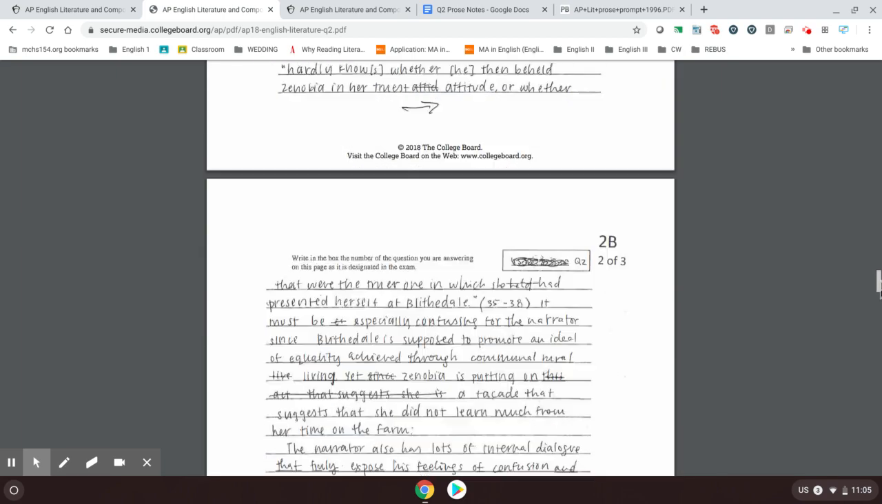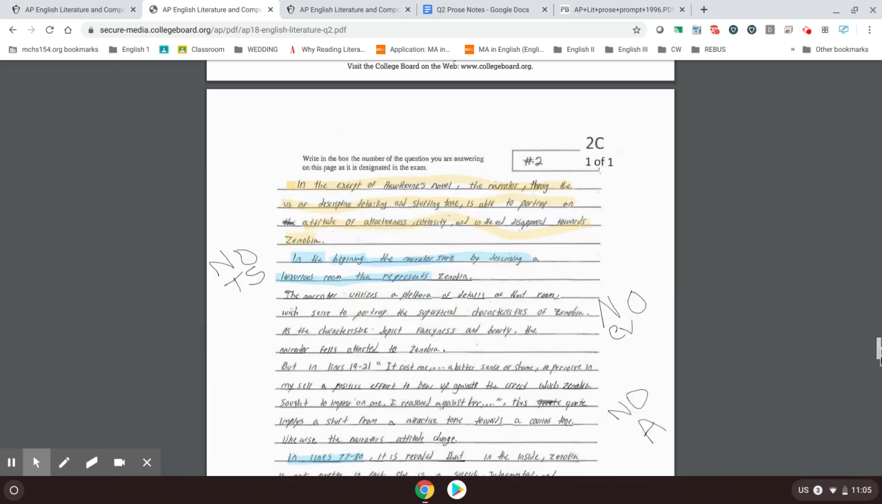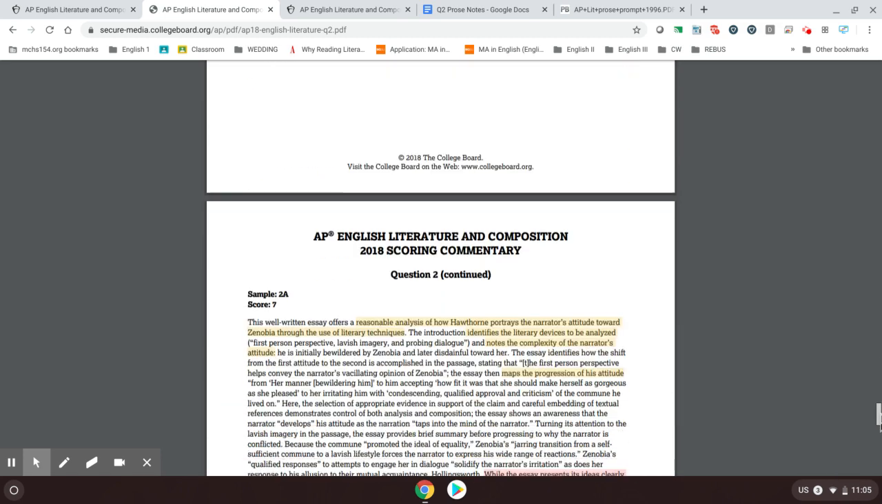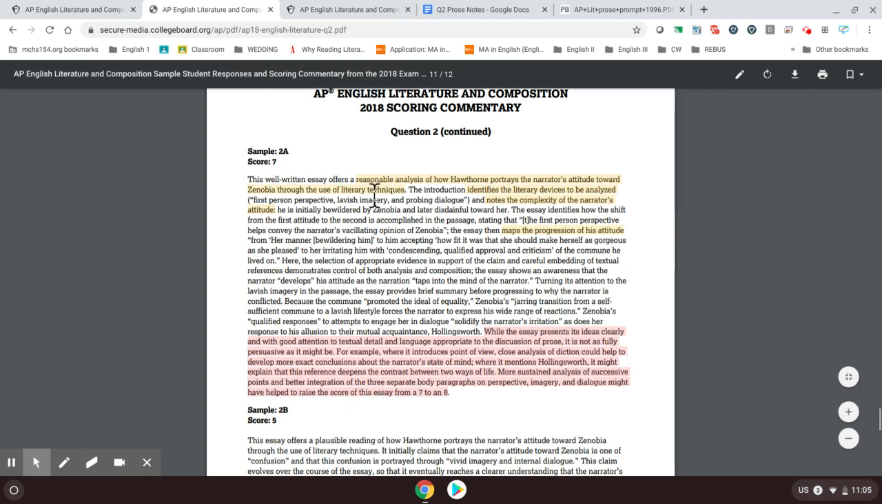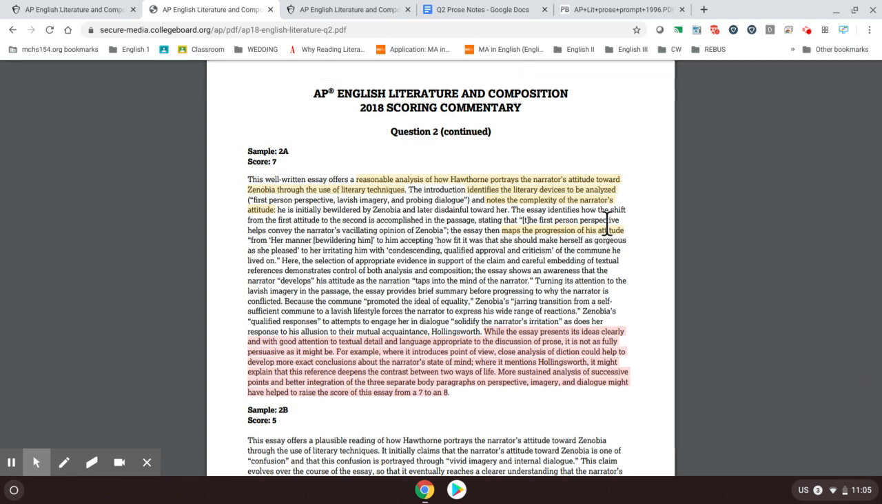All right, so if we go down now to the scoring commentary before we end this, it says, just some things I picked out. It's a reasonable analysis of how Hawthorne portrays the narrator's attitude towards Zenobia through the use of literary techniques. It identifies the devices that are analyzed, and it notes the complexity of the narrator's attitude. Throughout the essay, it maps the progression of this attitude. So it does say specifically kind of what this essay does well.